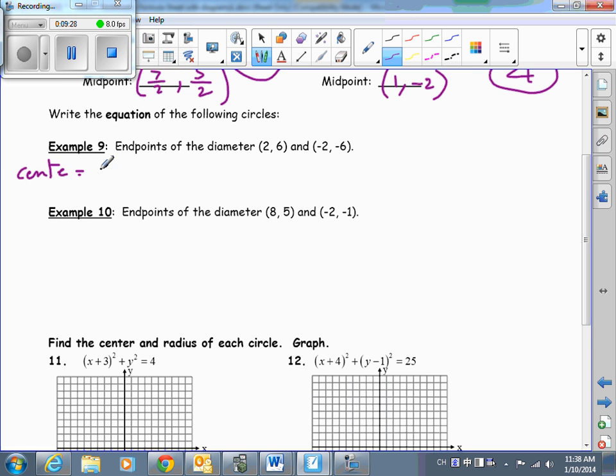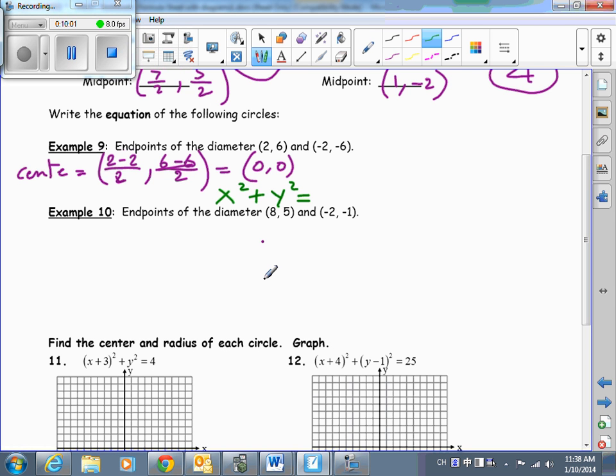So I would say the center, which is also the midpoint here, is equal to 2 minus 2 over 2 and 6 minus 6 over 2. Guess what? It's centered at 0, 0. The simple fact that it's centered at 0, 0, I know a portion of the equation. X squared plus y squared is equal to radius squared, but I don't know what the radius is.